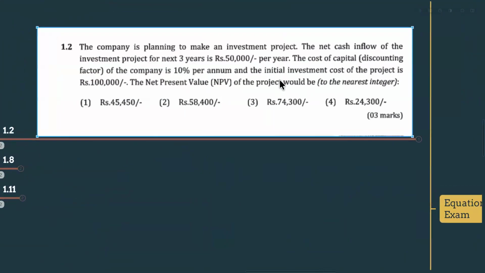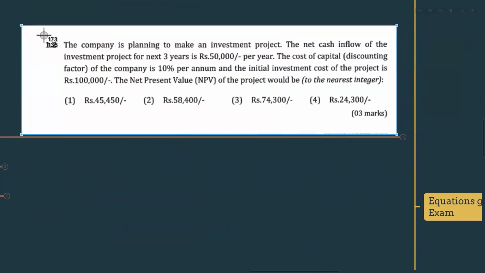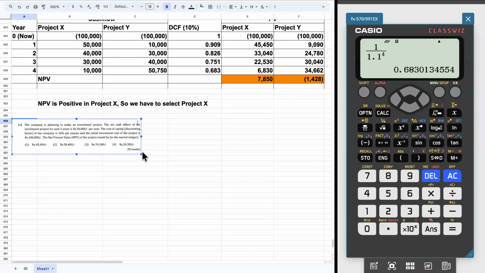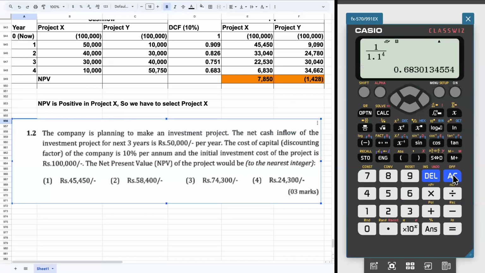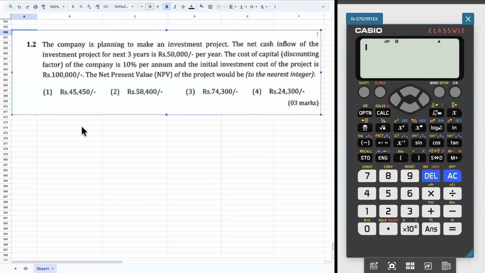Here's the question. The company is planning to make an investment project. The net cash inflow of the investment project for the next 3 years is rupees 50,000 per year. The cost of capital, it means the discounting factor of the company is 10% per annum, and the initial investment cost of the project is rupees 100,000. The net present value of the project would be so. The same question, applicable to the NPV calculation. Right? Will you be able to calculate it, my dear?